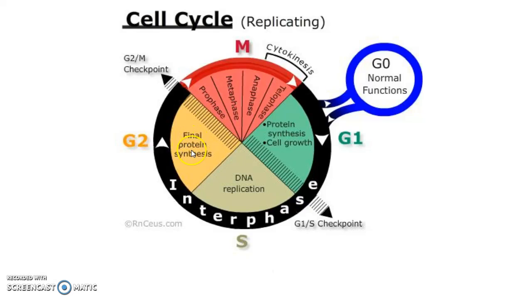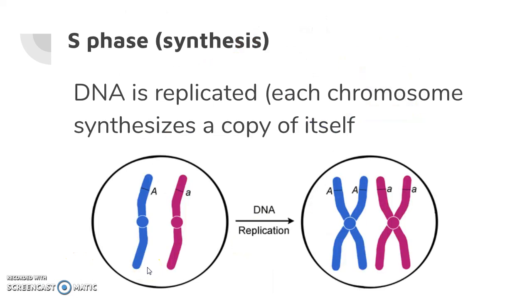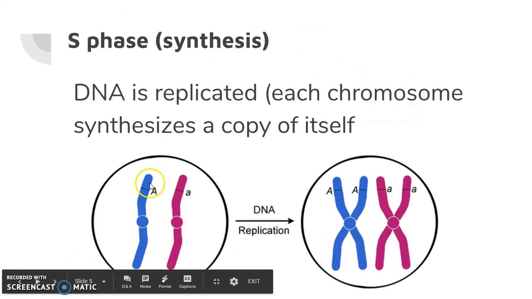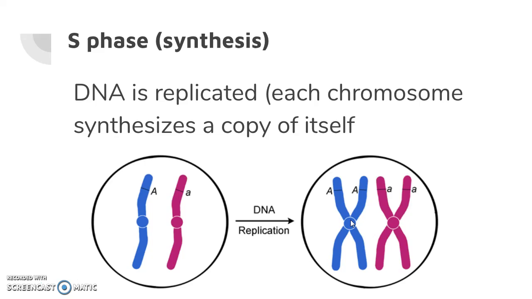G1 and G2 is when proteins are synthesized. That's when organelles are made. And then the cell is also growing. During the S phase, DNA replication occurs. So our chromosomes are usually a single strand, but during replication, it makes a copy of that strand, so now it becomes a two-stranded chromosome. And so each strand is an exact copy. And so when the cell divides, each cell will have the same copy of chromosomes.